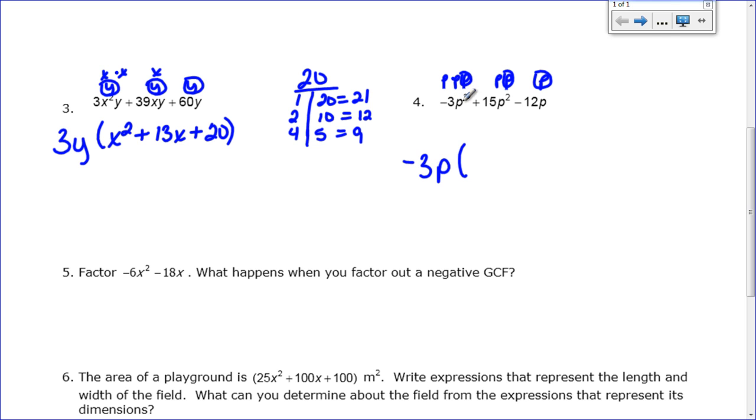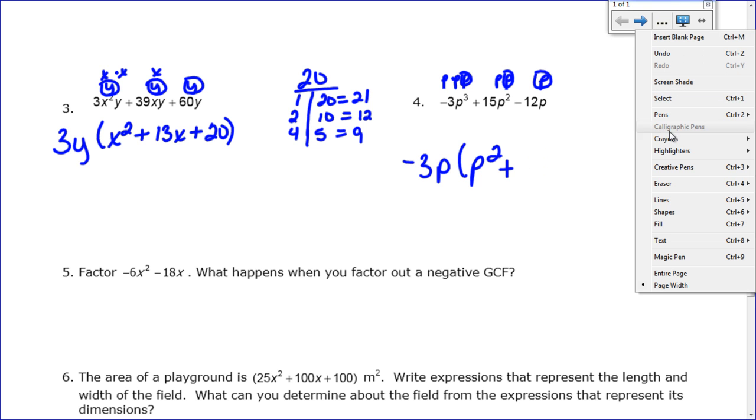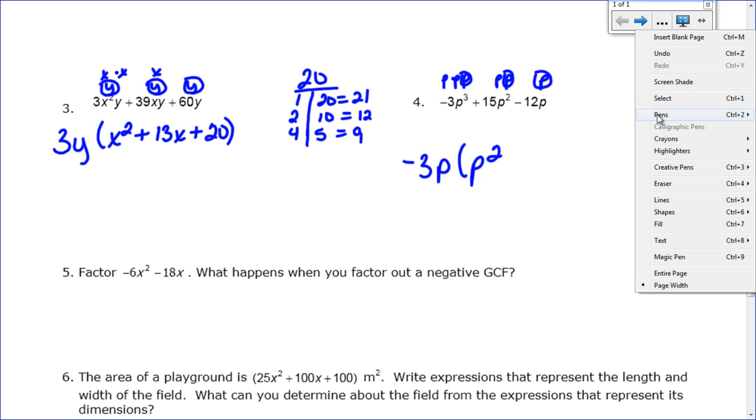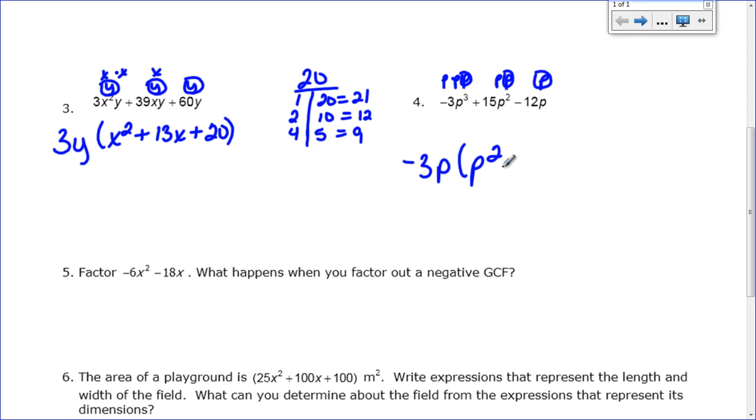So if I take a -3 and 1 p out of that first term, I'm left with 2. So I have p squared left over. And then I divide 15 divided by -3. I'm going to erase my plus sign that I wrote here. 15 divided by -3 makes a -5, so this becomes -5. And I've already taken out one of the p's, so there's still one here. And then -12 divided by -3 is +4, and I've already taken out the p, so there we have it.